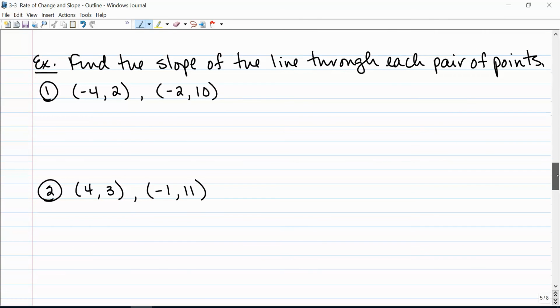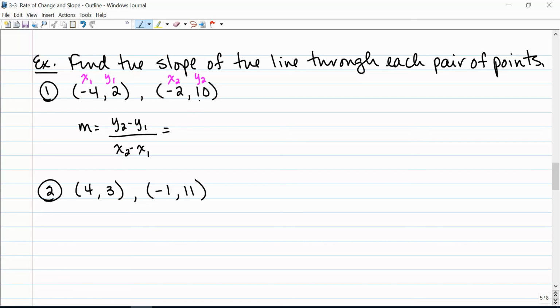Let's take a look at a couple examples here. Find the slope of the line through each pair of points. If you're new to this, or if you think you might get a little confused, it's okay to go ahead and label these x1, y1 and x2, y2. Then recall that our equation is that the slope is equal to y2 minus y1 over x2 minus x1. Probably a good idea if you memorize that.